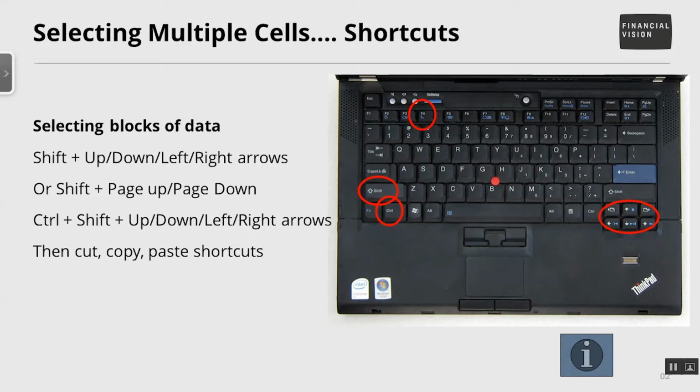Once you get used to these shortcuts, you really will find that you move your way around much more quickly. That's it for this one. In the next one, what we're going to be doing is looking at the use of the $ and the F4 button, because that relates to working with cell formulae or cell links.